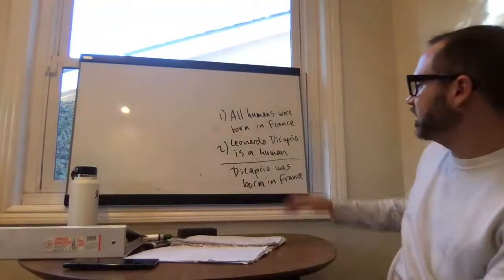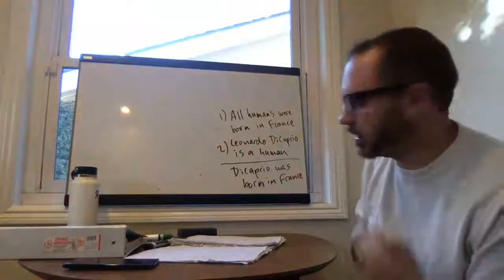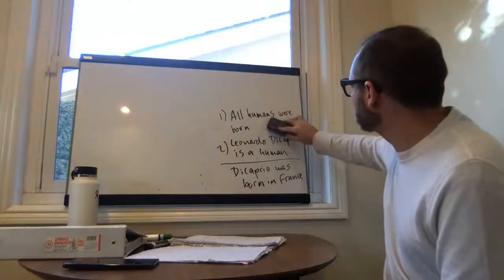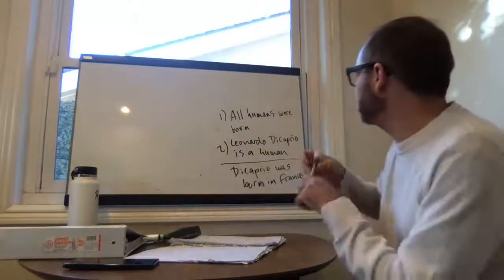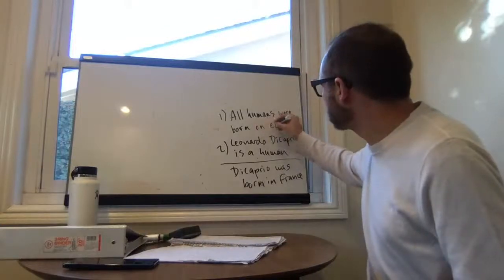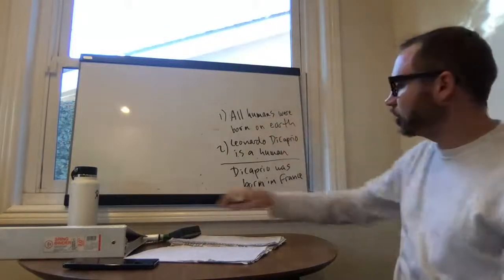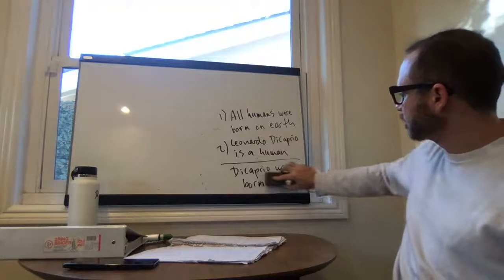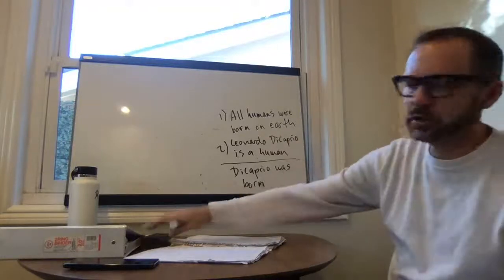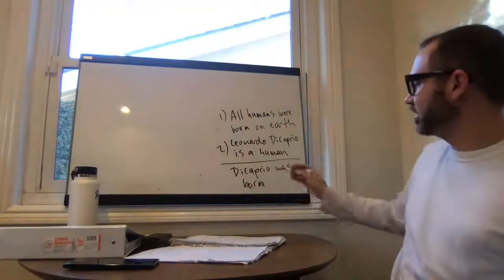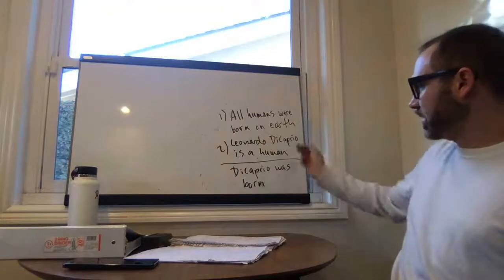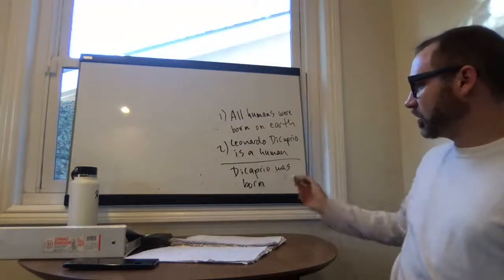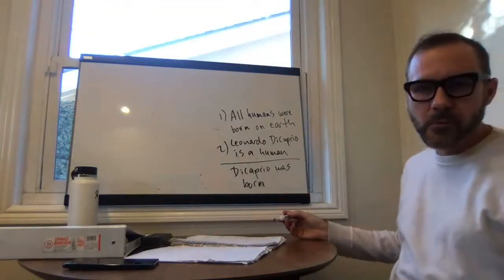Now, if I say here, all humans were born on the planet Earth, and Leonardo DiCaprio is a human, what will be the conclusion now? Hopefully it's obvious to you, right? If all humans were born on Earth and Leonardo DiCaprio is a human, it certainly follows that DiCaprio was born where?